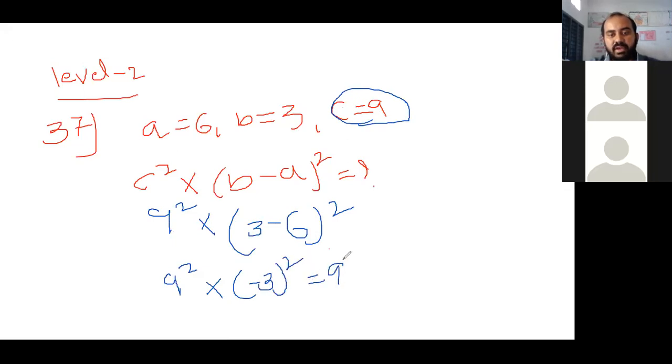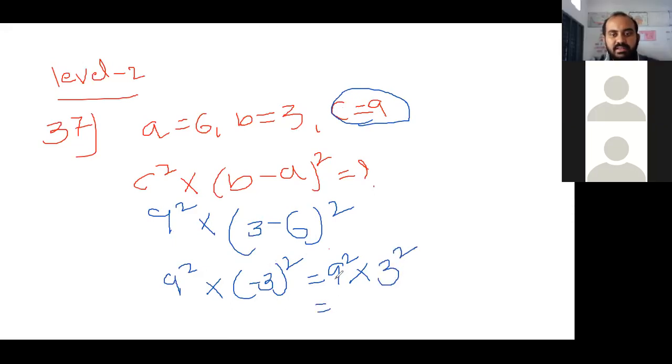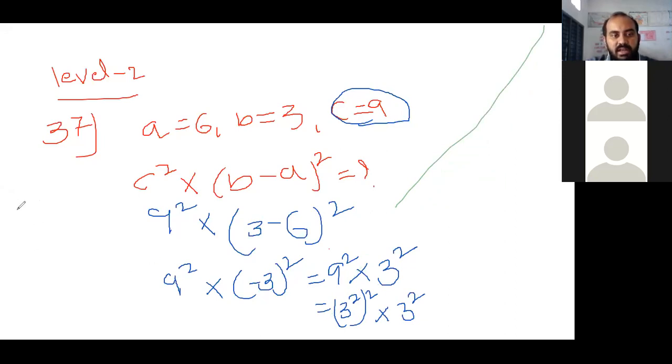Now this is 9 square into anything under the square minus under the square, it will be positive only, that is 3 square. Now can I write for the 9, 3 square? Yes, and it is a whole square into this 3 square. Now here I am writing 3 power 2 whole to the power of 2. 2 2s are 4, so can I write 3 power 4 into 3 square.